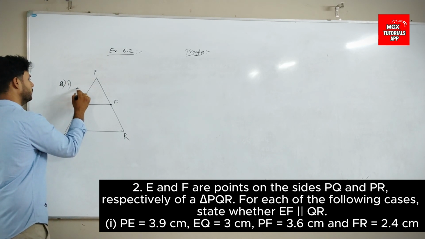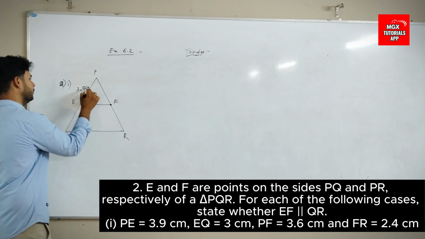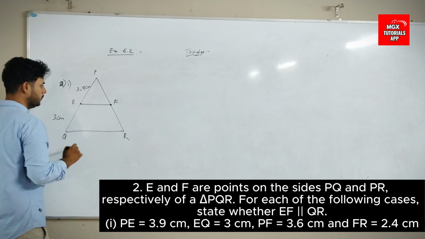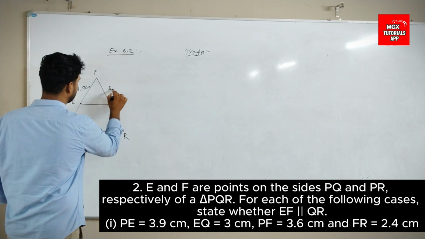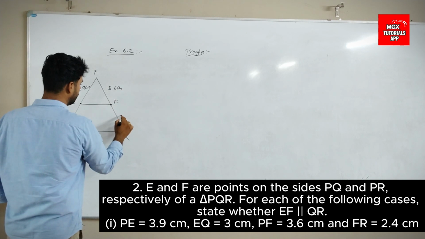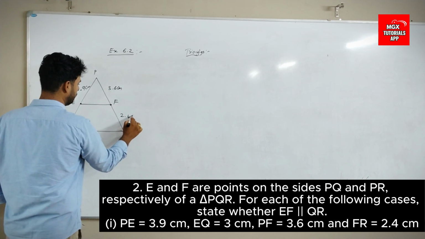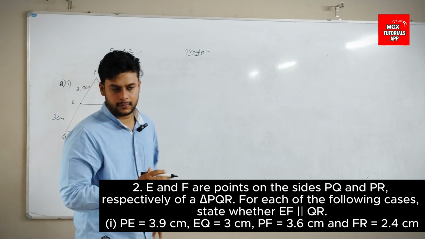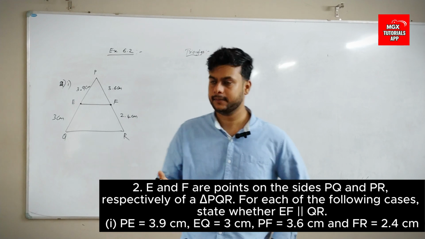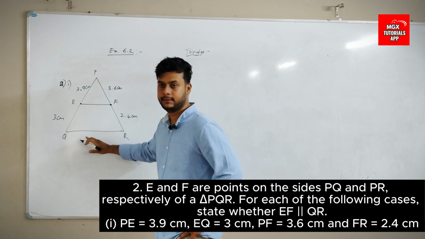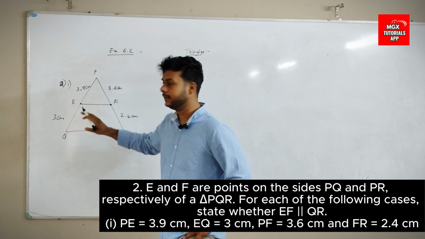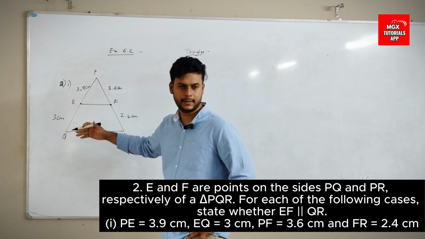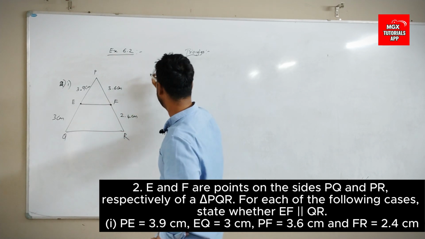PE equals 3.9 cm. EQ equals 3 cm. PF equals 3.6 cm. And FR equals 2.4 cm. Now, this is the reverse of the first sum. In the first sum they gave me that this is parallel to this, then find one side. Here they have given me all sides. I should tell whether this is parallel to this or not. So first I will apply BPT.